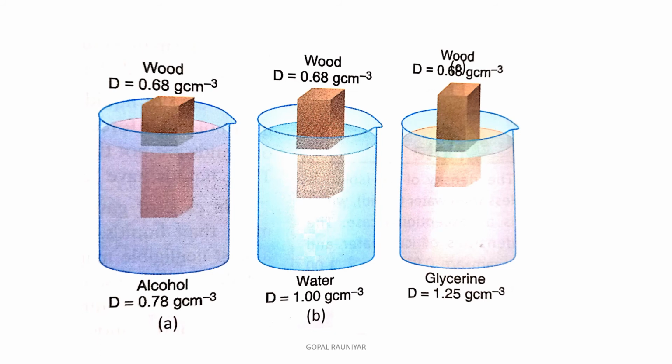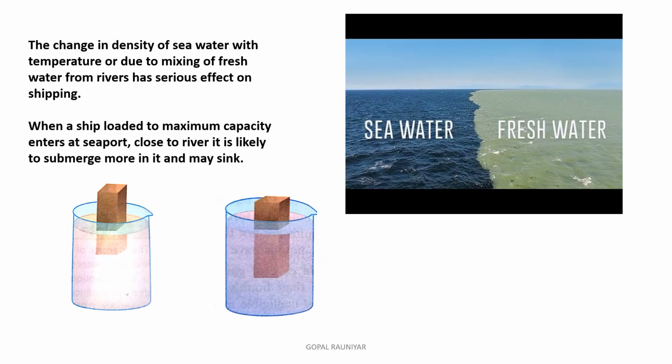So what happens if a liquid has density less than that of wood, suppose a liquid having density 0.5 gram per centimeter cube, which is less than the density of wood? The wood will sink in that liquid because the density of the liquid is less than that of the body. So we have seen the wood submerged less in glycerin of density 1.25 gram per centimeter cube and submerged maximum in alcohol of density 0.78 gram per centimeter cube.